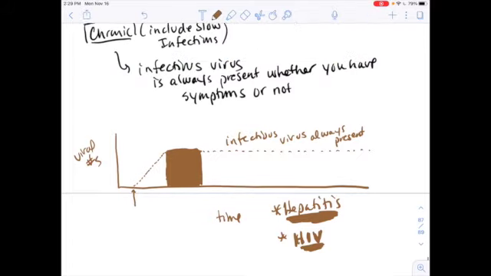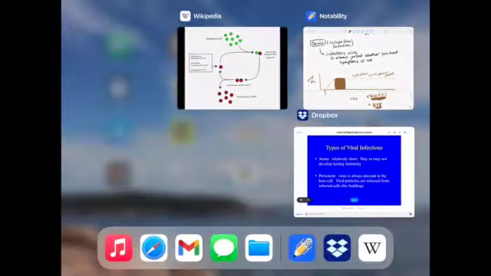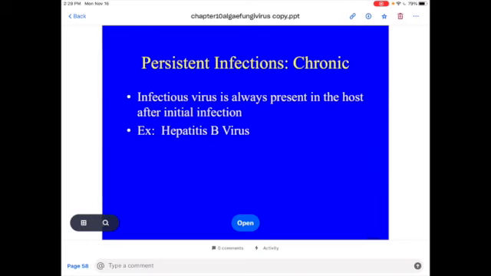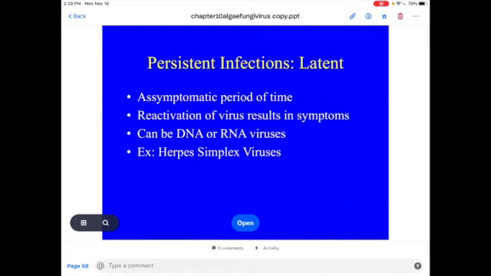So let's go to our PowerPoint. All right. So we talked about latent. There is an asymptomatic period of time. I think I misspelled asymptomatic. There's only one S there, pretty sure. Reactivation of the virus results in symptoms. These can be DNA or RNA viruses. Herpes simplex is an example of this, and so is chickenpox. And we had chronic. Hepatitis B is an example of that as well, but infectious virus is always present in the host, always. Not the case with latent.